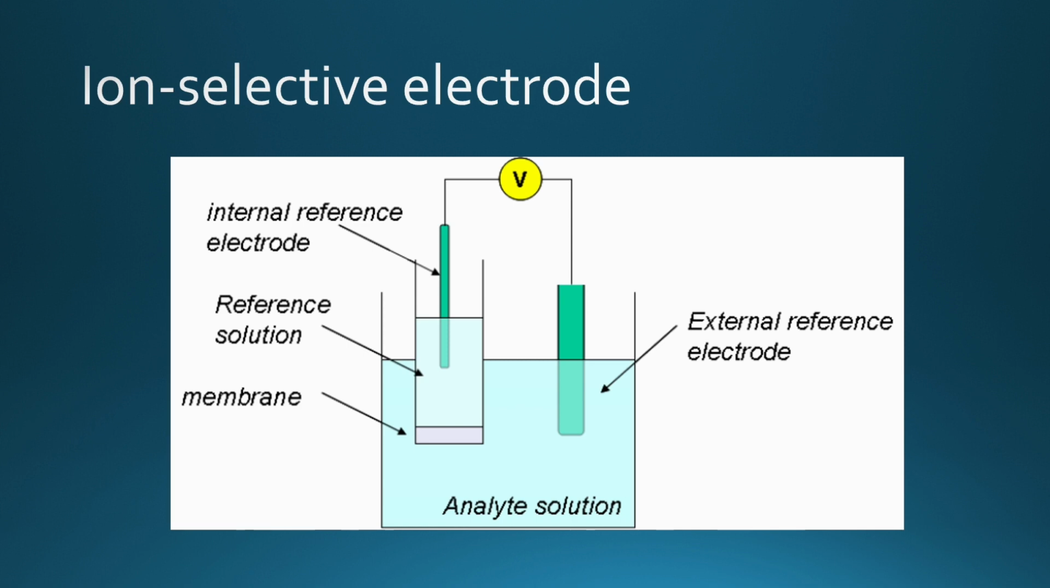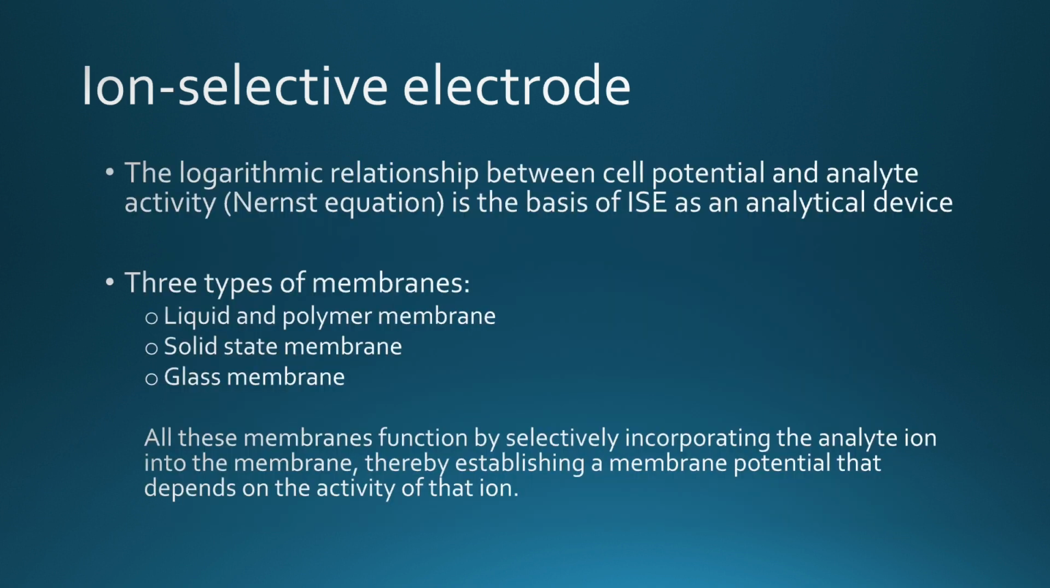This slide shows basically the ion selective electrode on the left side. It's made basically of an internal reference electrode in an internal reference electrolyte solution, and you have here a selective membrane. The whole thing here is the ion selective electrode, and this is the electrochemical cell where you have the external reference electrode in the analyte solution.